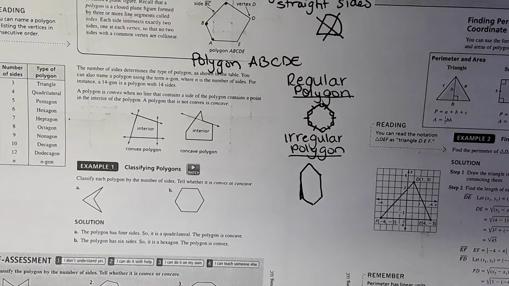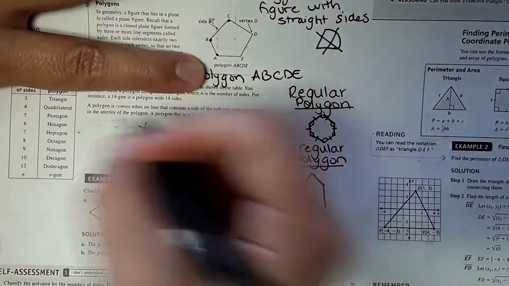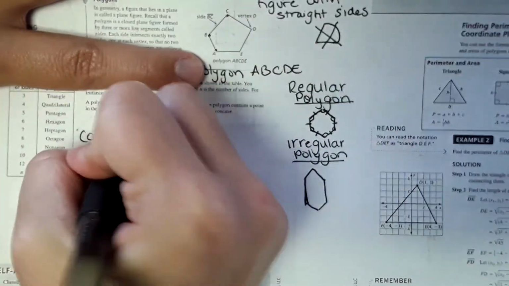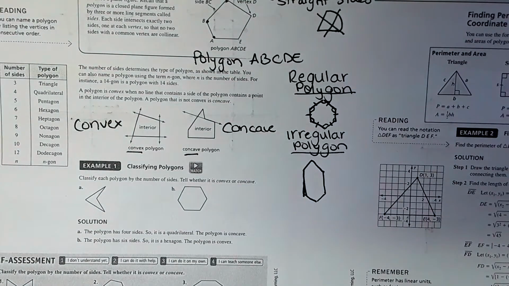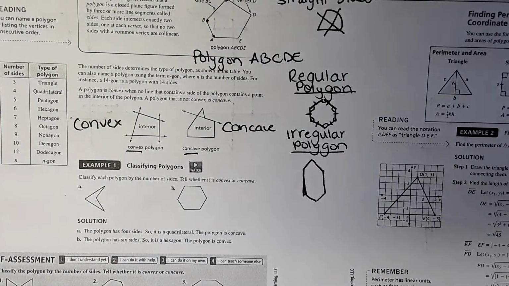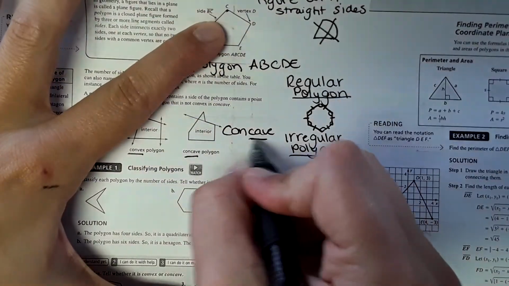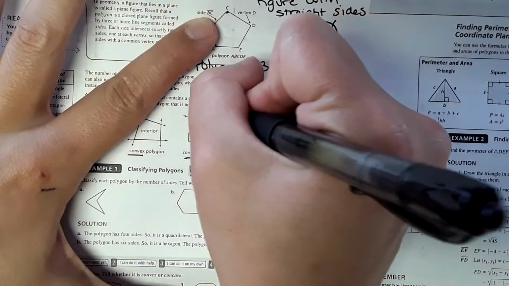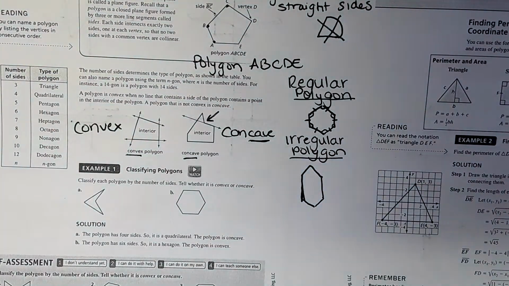Okay, now we're going to look at convex versus concave. What's the difference? Convex doesn't cave into itself. Concave, I use this word concave to remember what it is. Concave has a cave. See that? It's a cave. If it has a cave, it's concave.